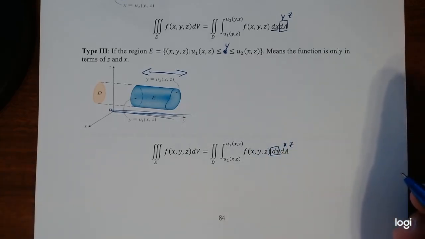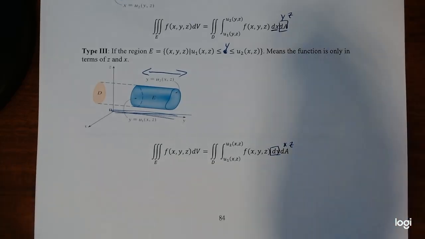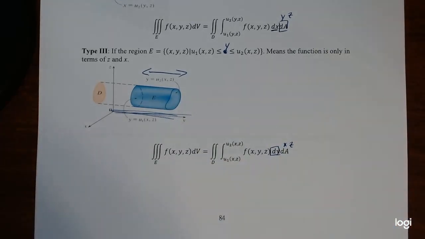Okay. The key thing when it comes to these type of questions is figure out what type you're actually in, and then from there just figure out what are your bounds of integration going to be. And that's the most difficult part, is figuring out what you're going to be doing from that. Okay. So let's try an example so you can see how this would work out.